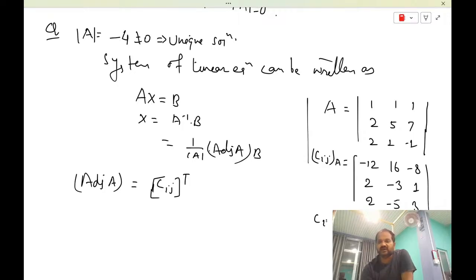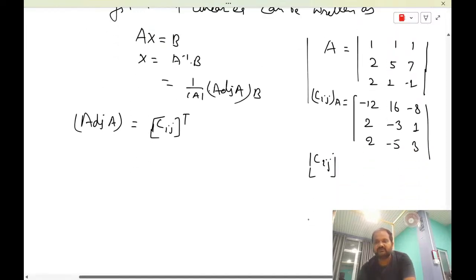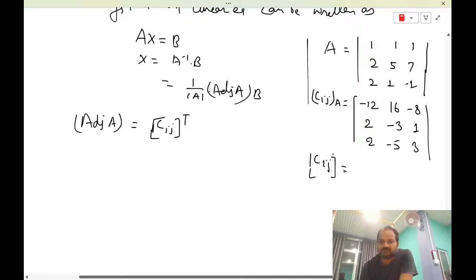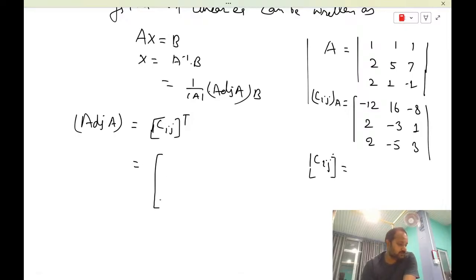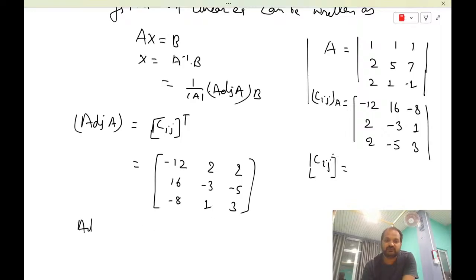So what will be the Cij transpose? Cij transpose, its value I am writing here. Rows will be converted into columns, and columns will be converted into rows. So minus 12, 16, minus 8, 2, minus 3, 1, 2, minus 5, 3. These are the values. So what will be the adjoint of A, dot B?